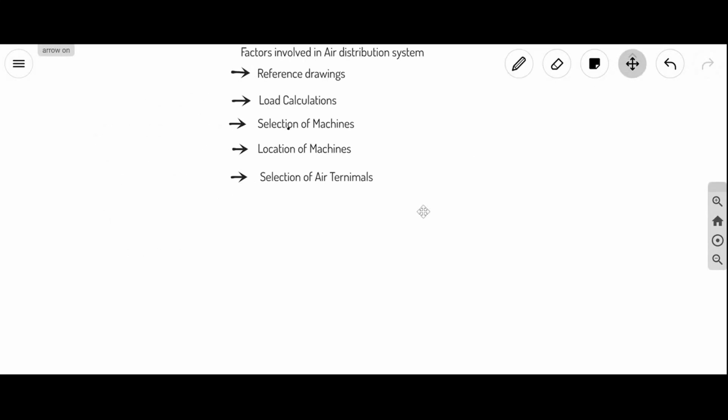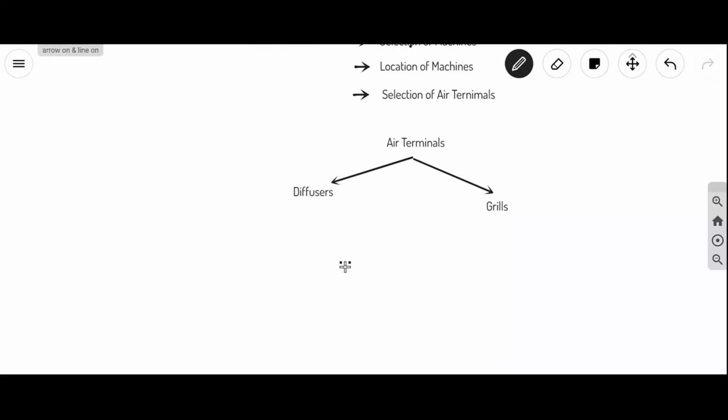Selection of air terminals. So air terminals are mainly two types. Okay, most commonly divided into two types: diffusers and grills. Diffusers.